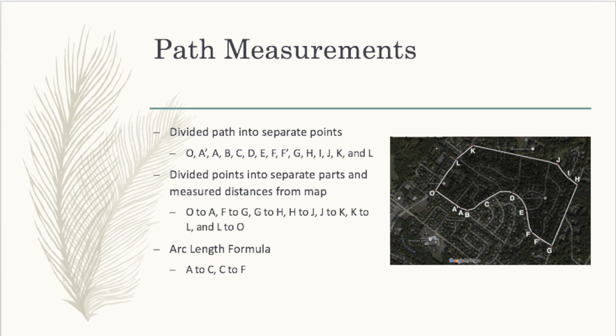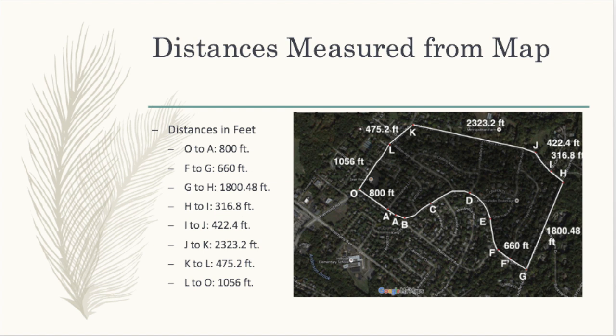I then divided the points into separate parts and measured the distances from the map from one point to the other. So these parts included O to A, from point F to G, G to H, H to J, J to K, K to L, and L to O. I then had to use the arc length formula to measure from A to C and C to F. The distances for each part mentioned previously were measured from the map using the Measuring Distances and Areas tool.